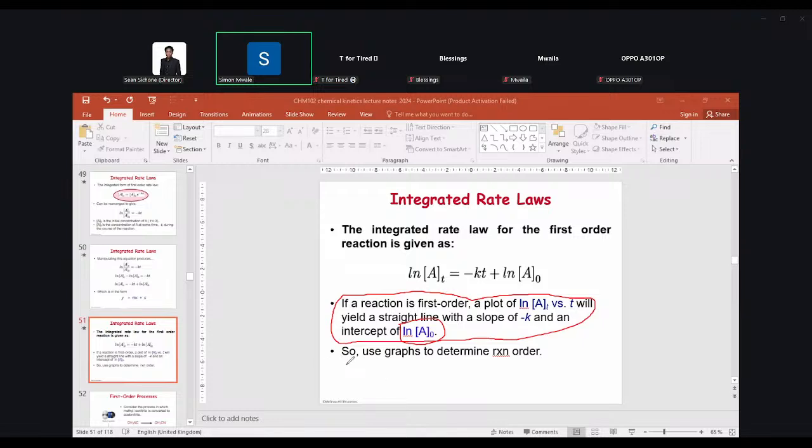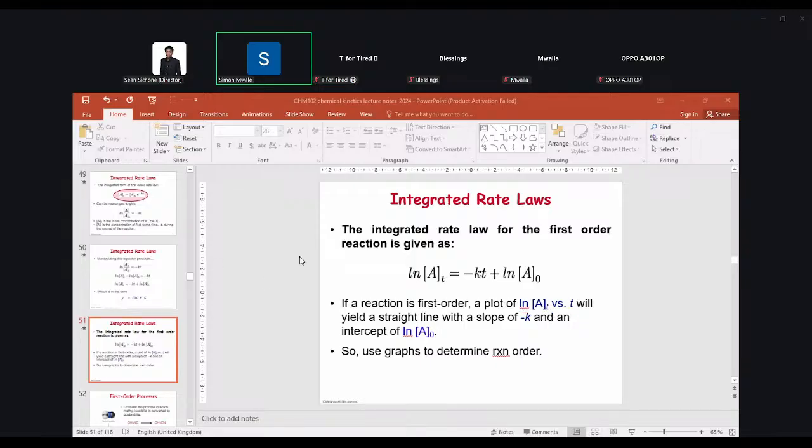So we are saying this type of graph can be used to determine the order of reaction. I'm repeating, if the reaction is first order, a plot of this guy and this guy gives you a straight line with a negative slope. And this only applies for a first order for this plot that you are doing here. It's only the first order that will give you a straight line. Okay, so I've already explained this part here.